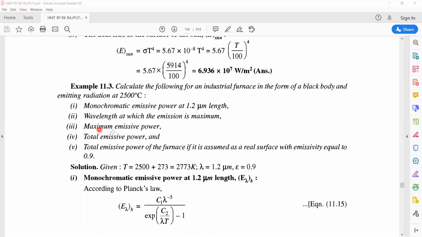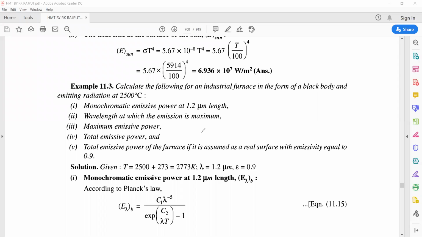Third bit, maximum emissive power. Fourth bit, total emissive power. Fifth bit, total emissive power of the furnace if it is assumed as a real surface with emissivity equals 0.9. Okay, you can take the screenshot of this problem.